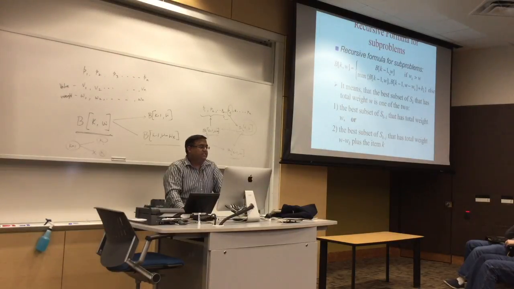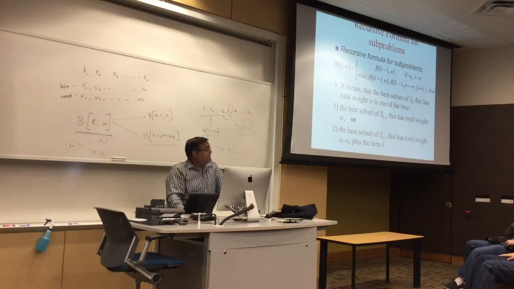So if you look at this, ignore this first line first. I'm going to explain this in a bit. I've got 3 minutes, so I'm going to explain this later. Look at this line. This is my benefit by not choosing the Kth item. And this is my benefit, the whole thing, by choosing the Kth item.